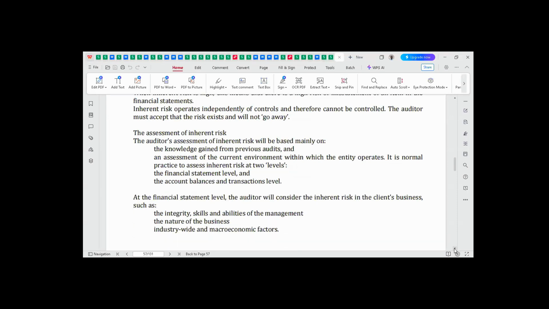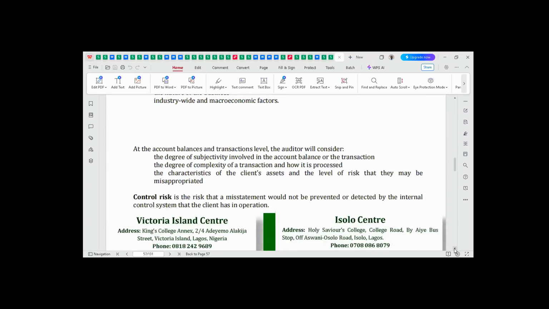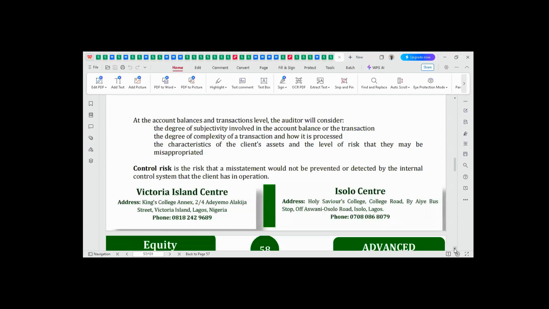All of these examples are what you can use to understand more on what I've just said. I've already explained it, so you don't need to bother. You just read it and see how it's applicable. We go to the next one, control risk.